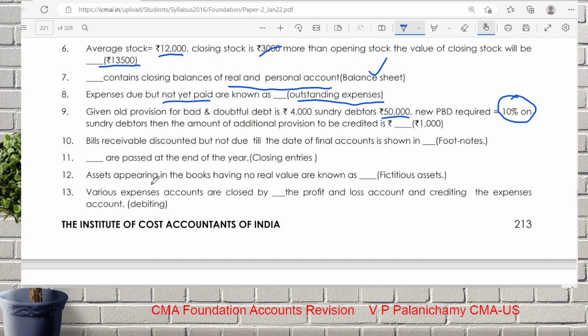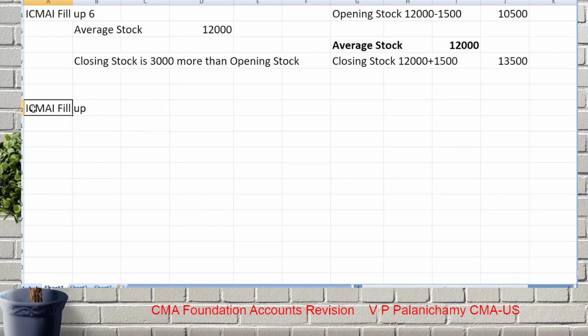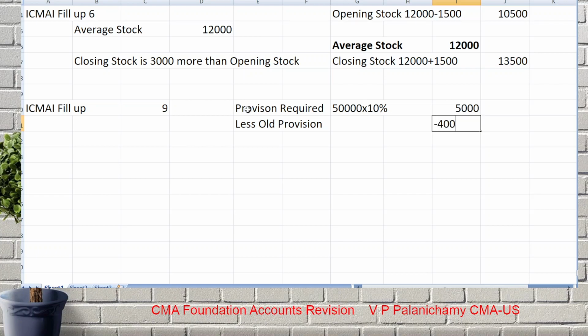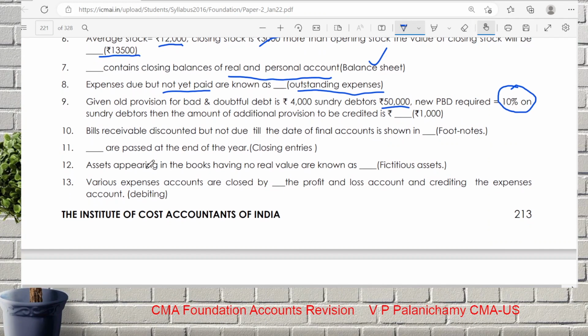Fill up 9 now. What is the provision required? 10% of 50,000 is 5,000 required. Less the old provision of 4,000, provision required will be 1,000. That's the balance. Provision required is 1,000.